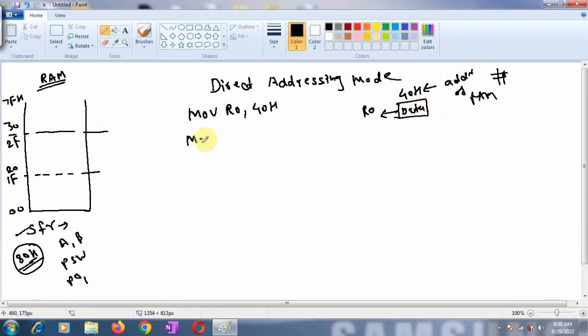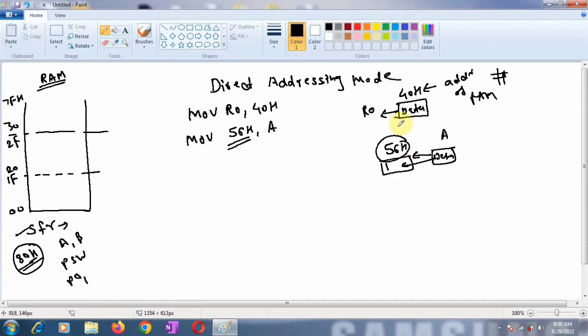Or if you write the instruction MOV 56H, A, then by this instruction you are going to copy the data which is present in your accumulator into the memory location whose address is 56H. So the data present in the accumulator will be copied to the memory location at 56H. That is the meaning of direct addressing mode.